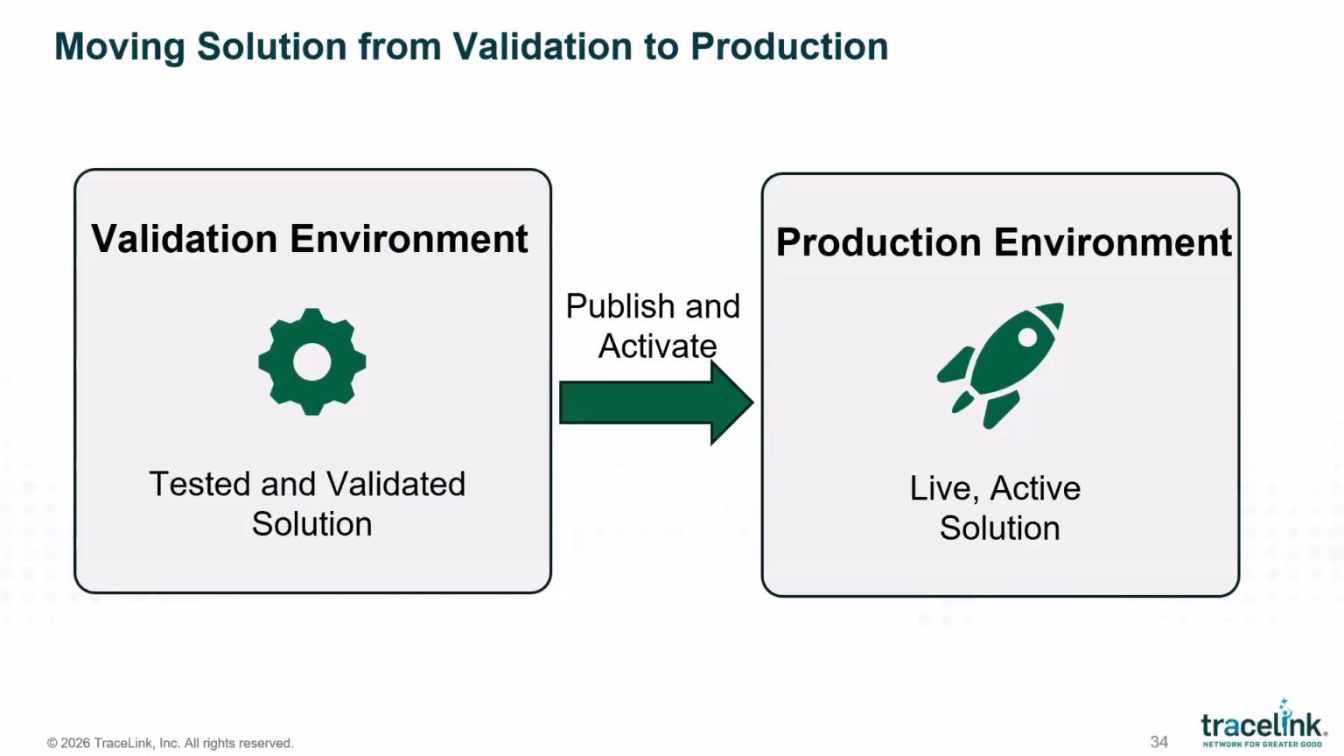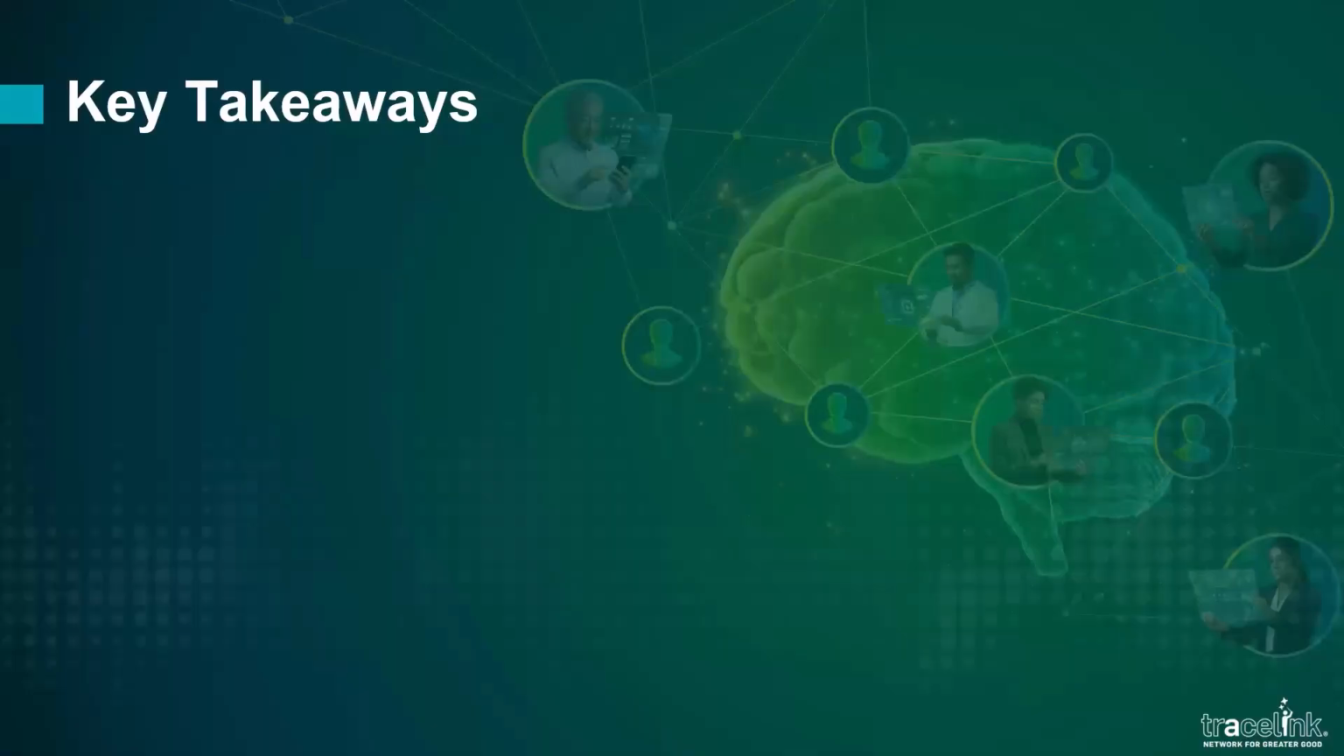If changes are required later, the same structured process is followed. A new version is created in validation. It moves through test and release, is published to the company catalog, then it's downloaded into production. This approach keeps solution movement controlled, consistent, and repeatable. And finally, for some key takeaways.